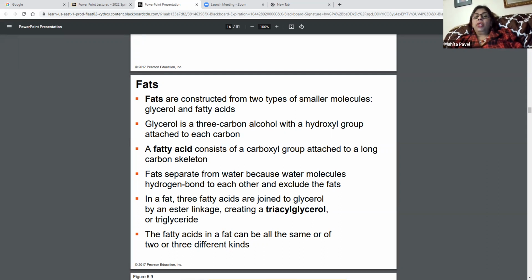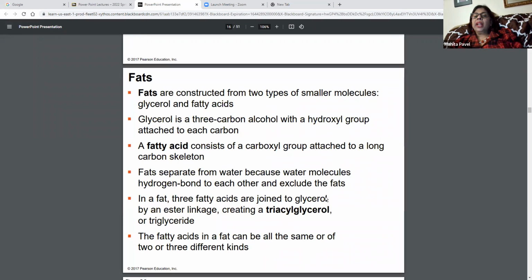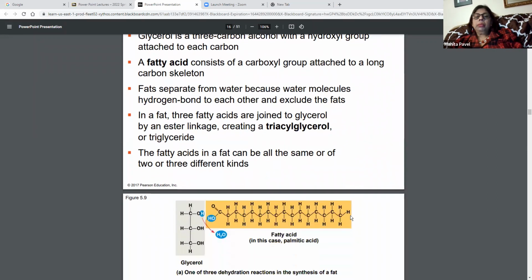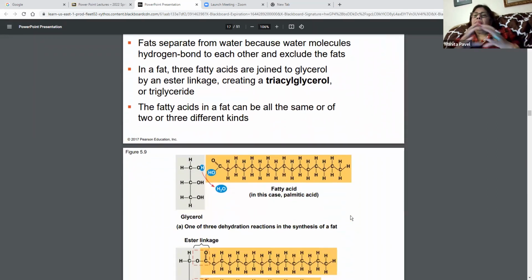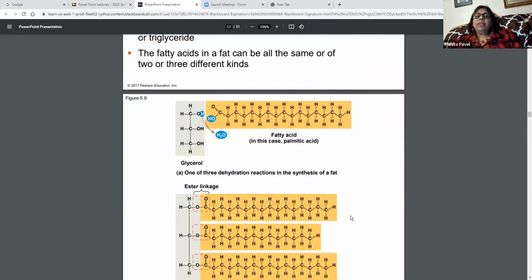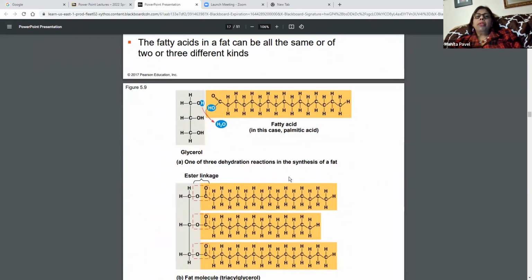In a fat, we see 3 fatty acids joined to a glycerol molecule. Therefore, such a molecule is also referred to as a triglyceride or triacylglycerol. These fatty acids in the fat molecule can be the same or 2 or 3 different fatty acids. So we've seen 3 fatty acid chains with 1 glycerol molecule. This is a fatty acid chain. In this case, it's palmitic acid.